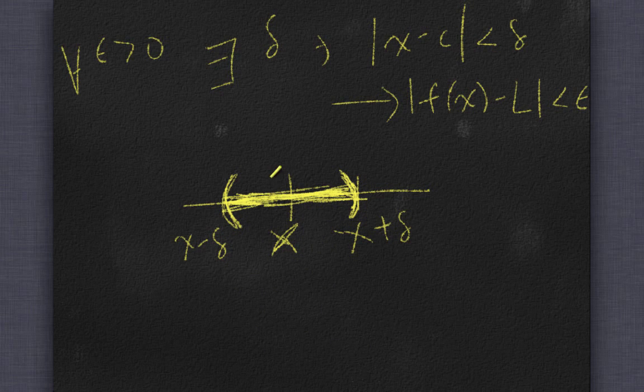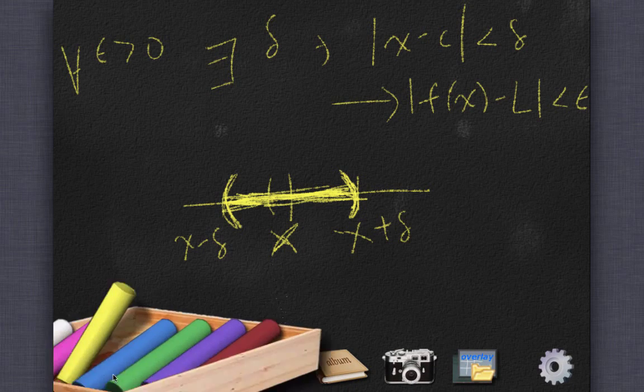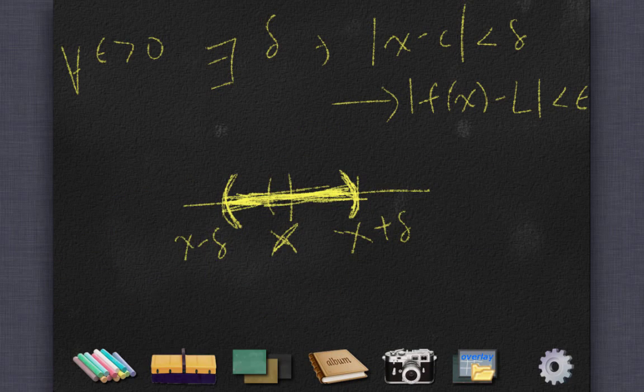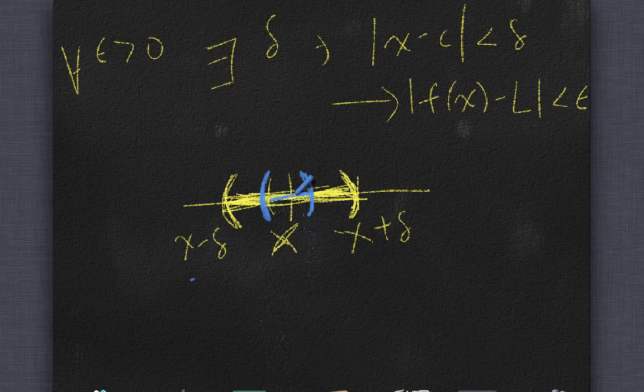which means if I chose a smaller delta, this smaller delta, it actually is the case still that if x is in here, then this is true, because if x is in here, then it's in the whole big one.